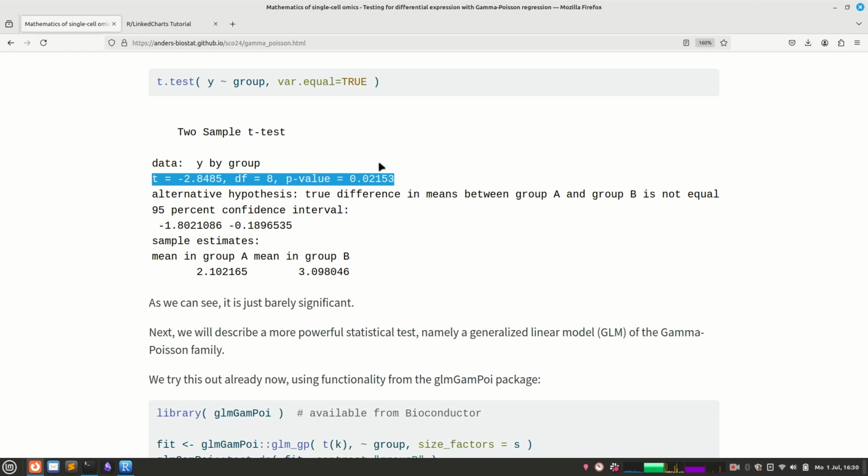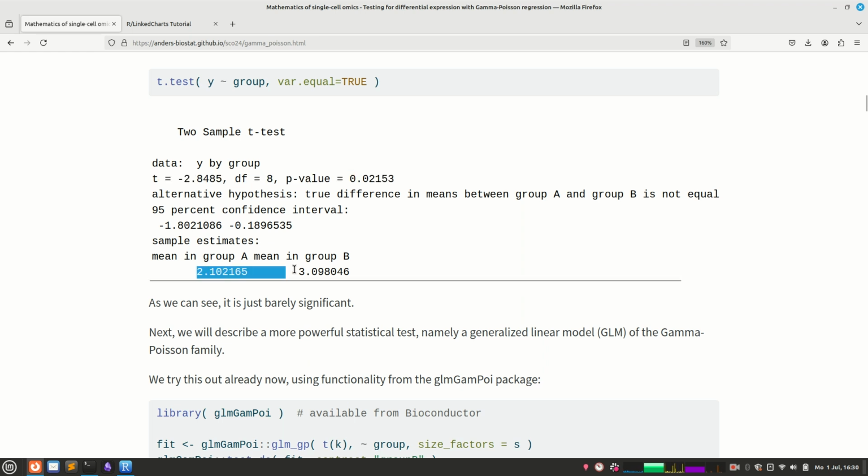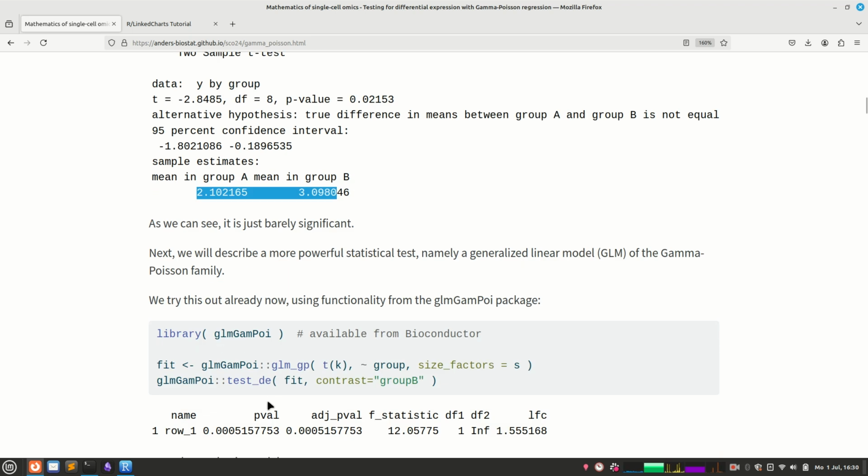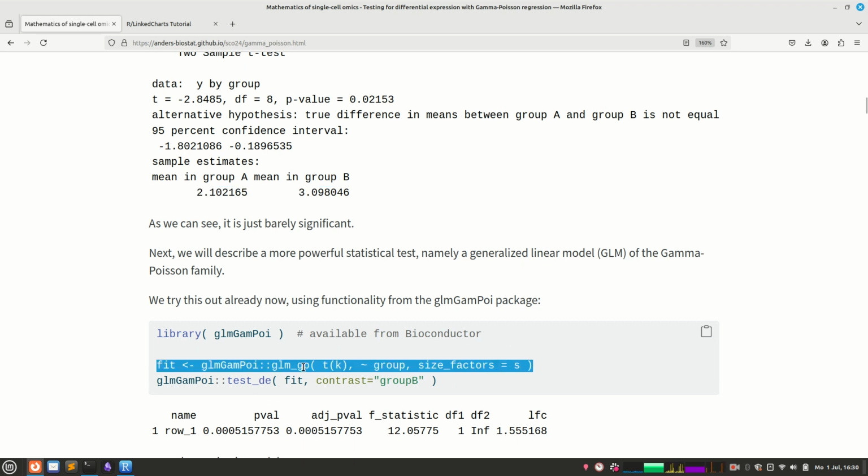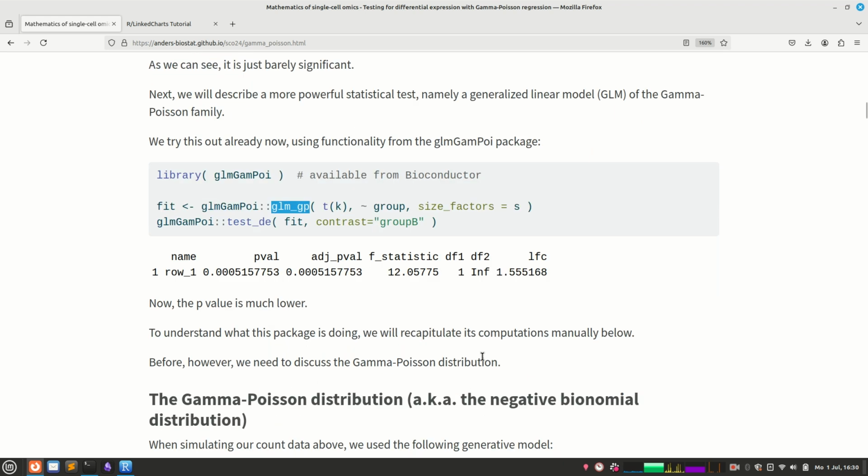The probability of seeing a difference of at least as much, like 0.9, is only 2%. Only 2%, because as we will later see, this probably wouldn't be good enough to call this differentially expressed. And now what we will later use is this Gamma-Poisson GLM model, where I put the same data in it and call this function here, which I'll explain in a moment. And this time I get a much better p-value, 0.0005.